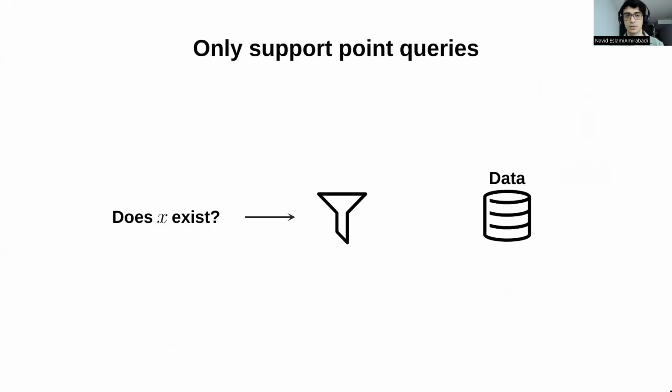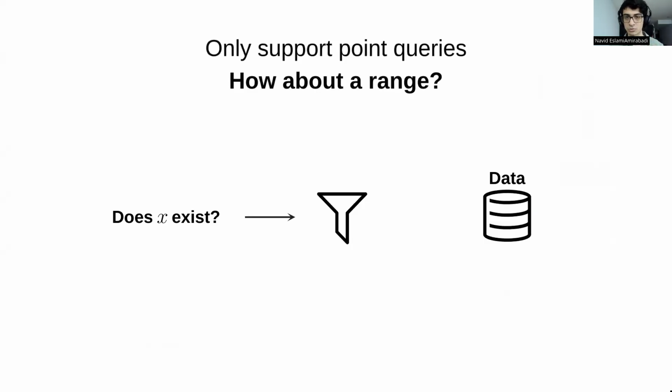Okay. Now, filters are nice because they give you these nice semantics. You can do queries, but they only support point queries. So you can only give them a single key and ask if that key exists in the data or not. What about a range, though? What if we care about two keys, L and R, let's say, and we want to see if any key inside of the dataset is included in between these two keys, L and R?